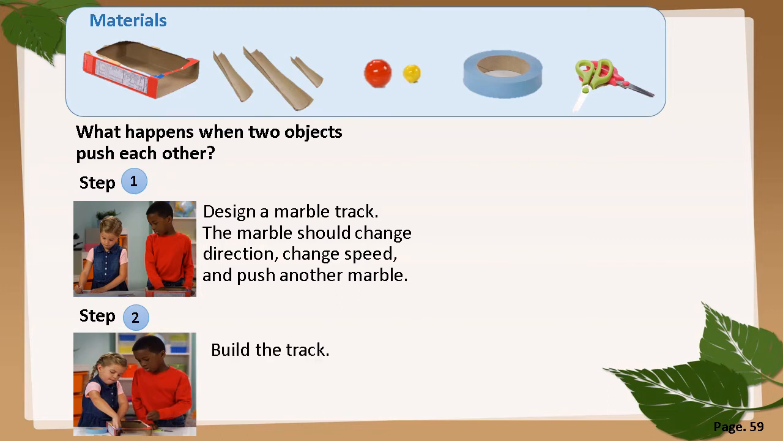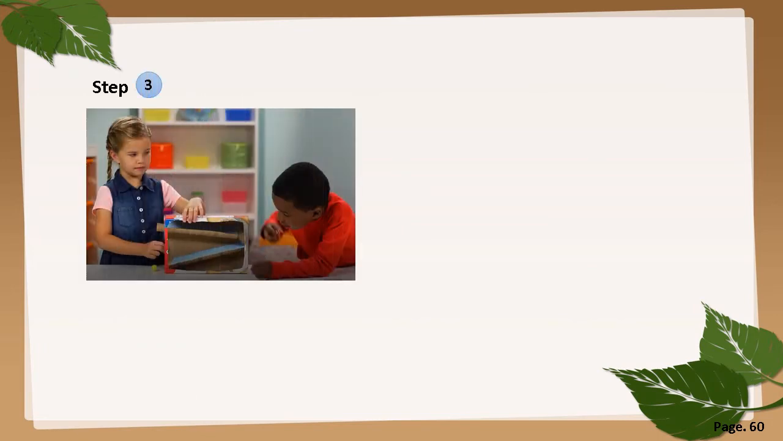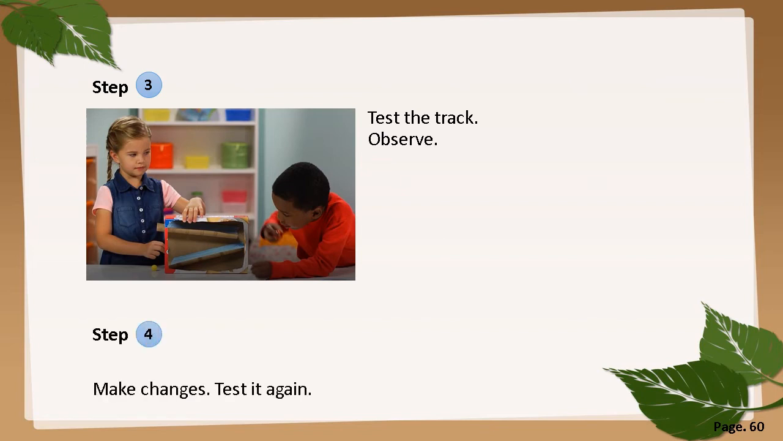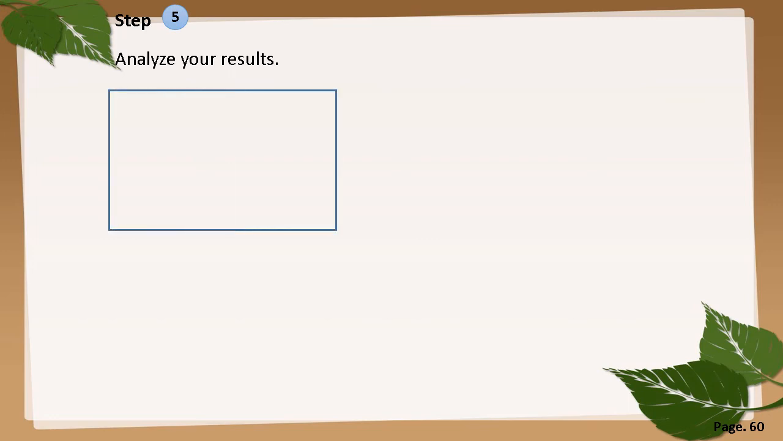For step 2, these kids have to build the track. For step 3, these kids have to test the track and observe. And for step 4, they have to make changes, then test it again. And finally, for step 5, we have to analyze our results.